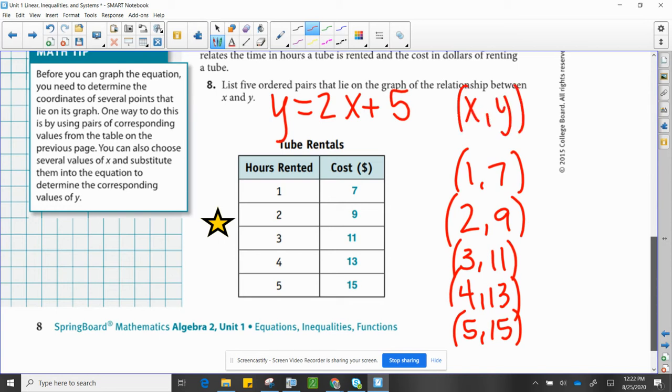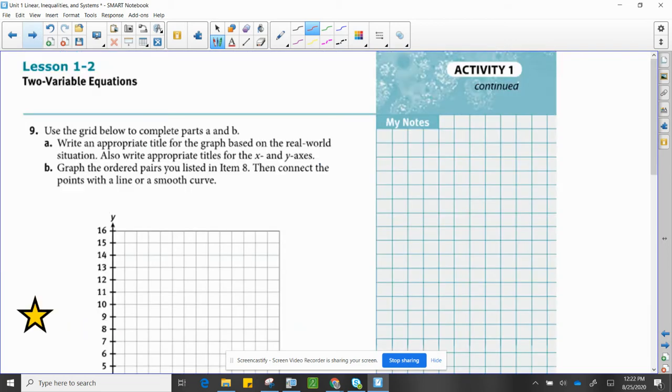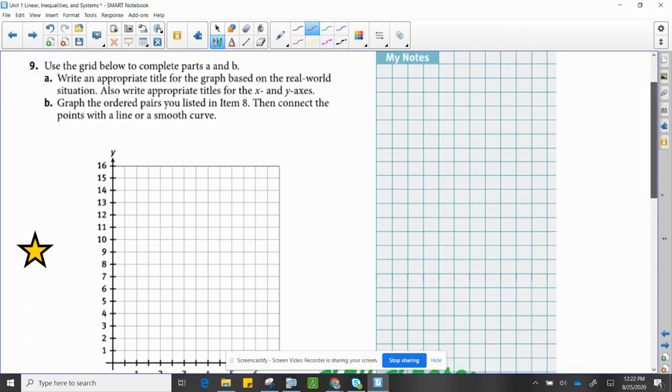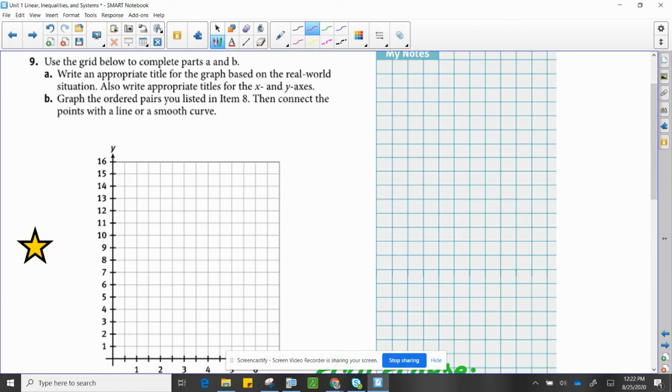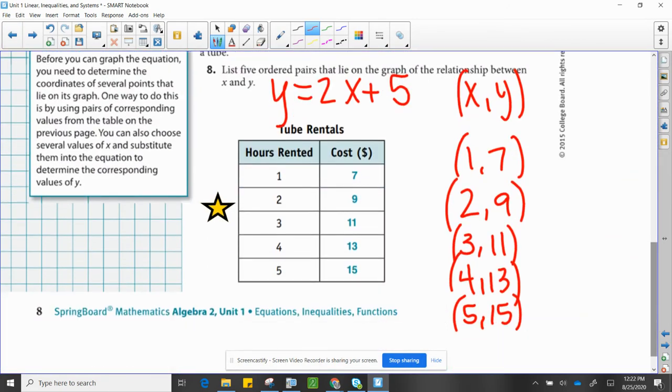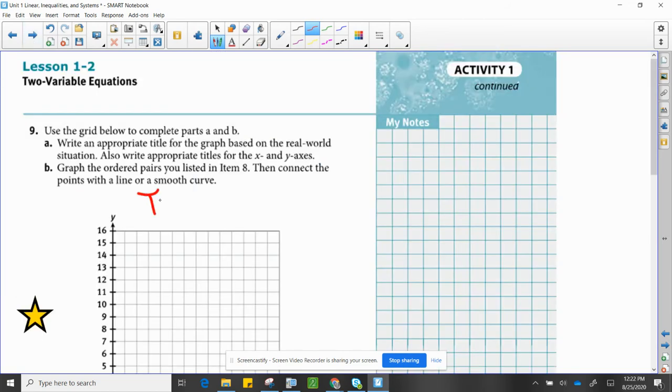Okay. So what we're going to do next on the next page is graph those ordered pairs and make a visual representation of this scenario. So use the grid below to complete parts A and B. So write an appropriate title for the graph based on the real world situation. Well, I'm probably just going to use what we have on our table here. They're calling it tube rentals. So why don't we just use that?